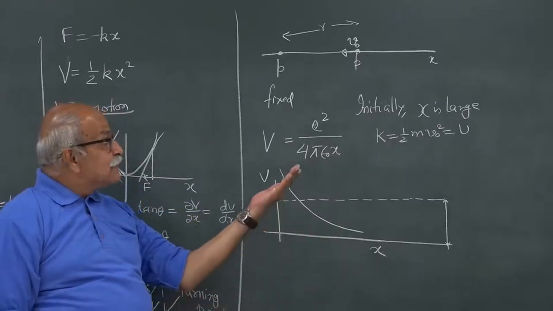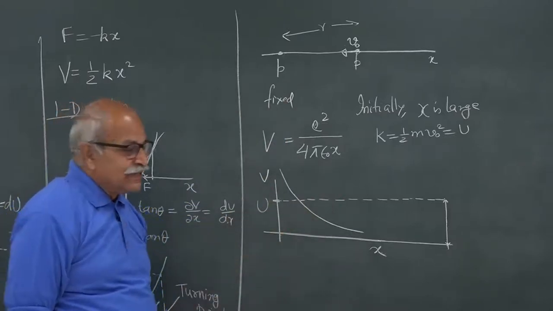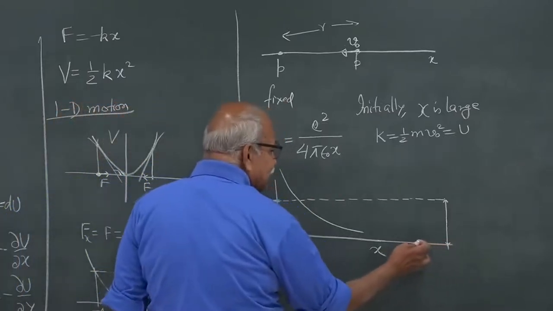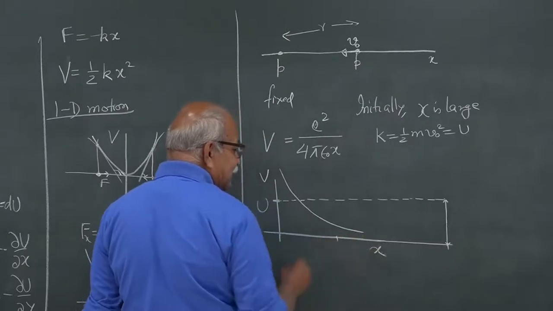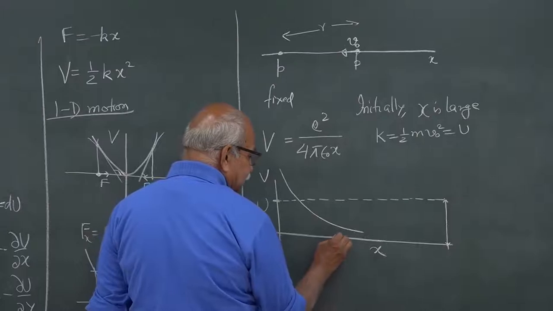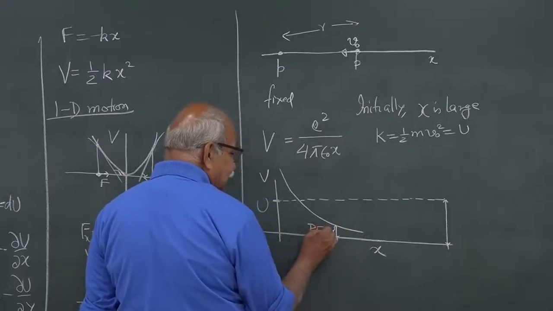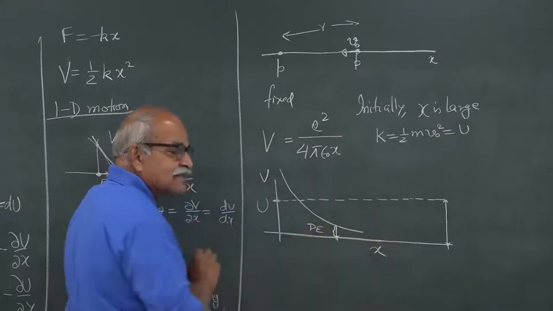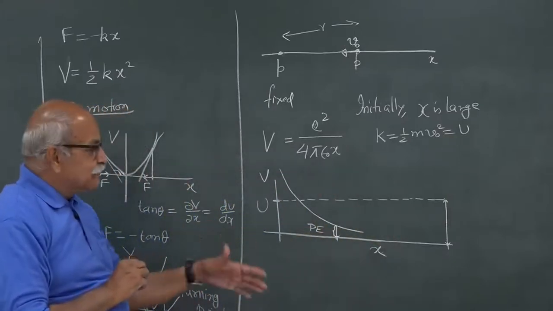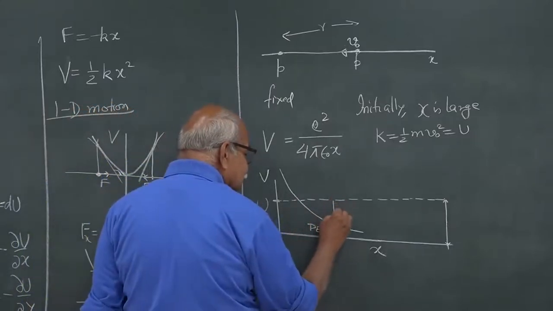Now the particle is coming towards this proton, so x is decreasing. The particle comes here, here, here. Suppose it has come here. When the particle is here, this is the potential energy, that is the curve I have drawn, potential energy versus x. The total energy is fixed, and therefore the kinetic energy is this much.